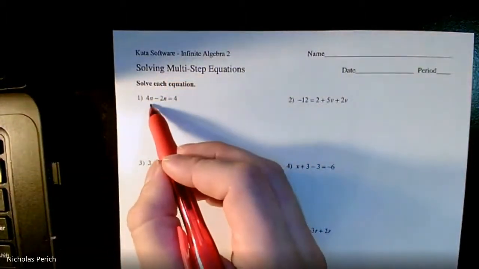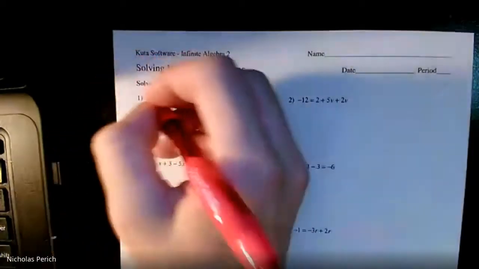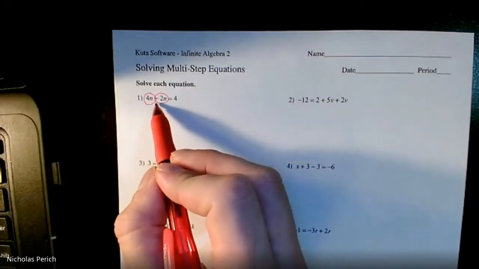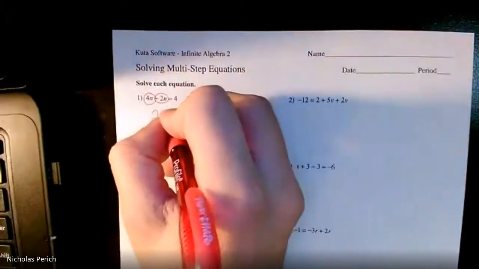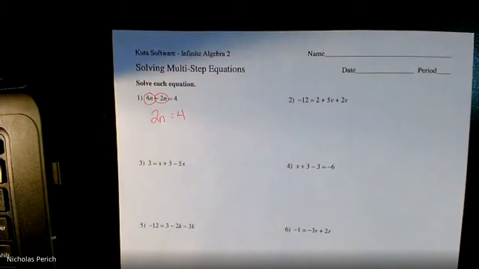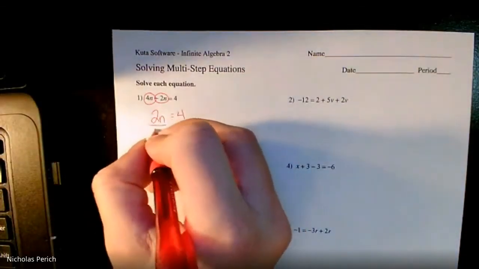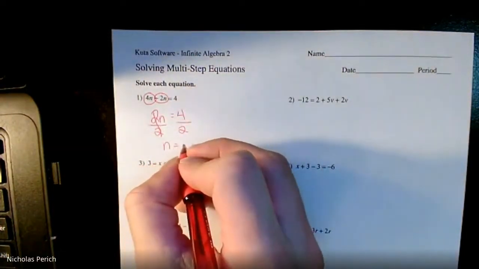We have 4n minus 2n equals 4. Right away, I see two like terms that I can combine. I have 4 nickels, take away 2 nickels, that gives me 2n equals 4. Is n all by itself? No. What's in the way? 2 is being multiplied to n. How do I get rid of 2 that's being multiplied to n? Divide by 2, divide by 2, n equals 2.